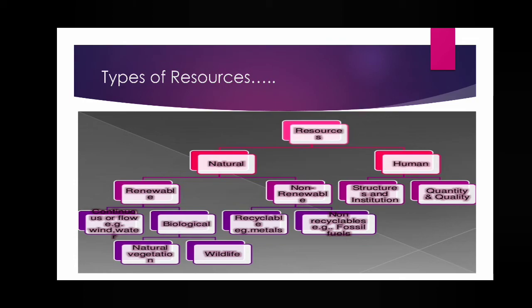That's why wind is called a continuous or flow renewable resource. That means you will continuously get this type of resource. Solar energy, too: there is no doubt that till the existence or survival of the earth we will get solar energy. So that's why it is called a continuous or flow resource.